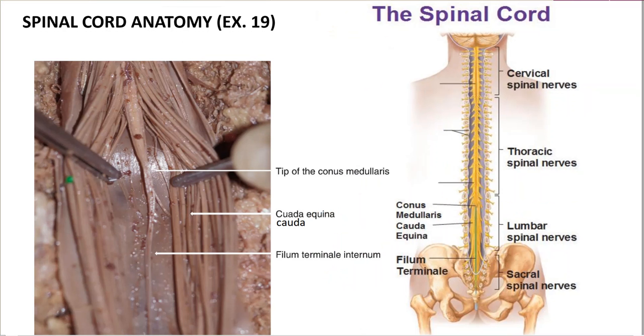And so you can see that on the next picture, on the cadaver picture. You can see the conus medullaris right here, and you can see all the cauda equina coming off on the sides, and you can see the filum terminale going down like that. So that's the spinal cord architecture that you need to know.